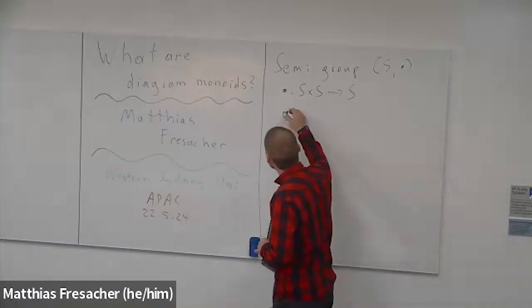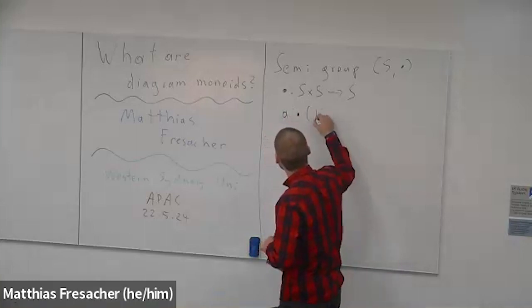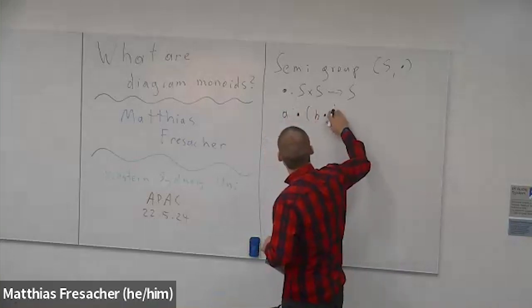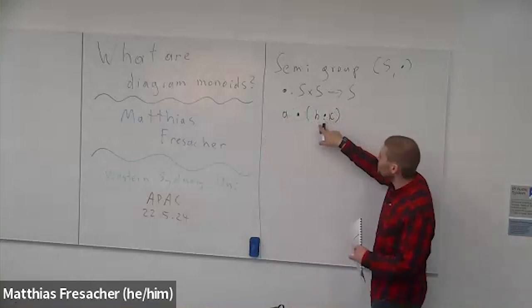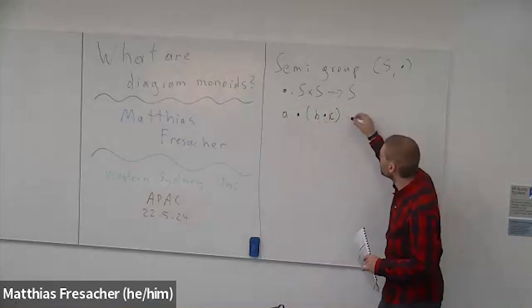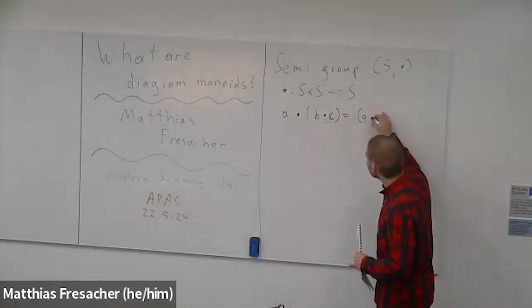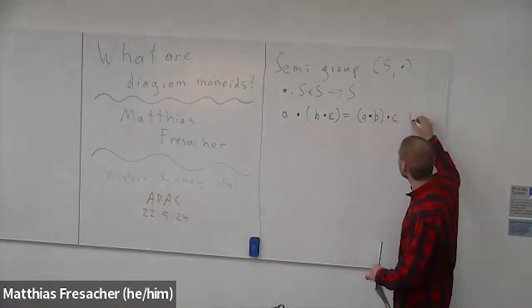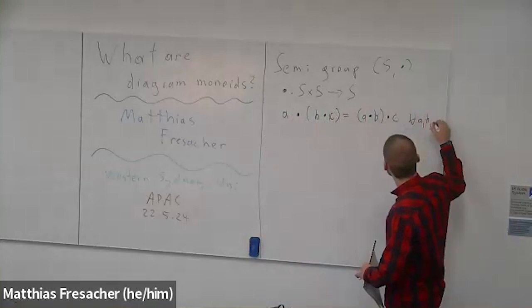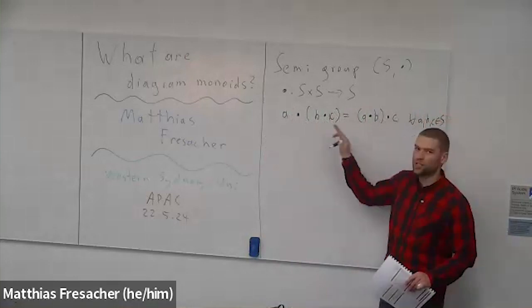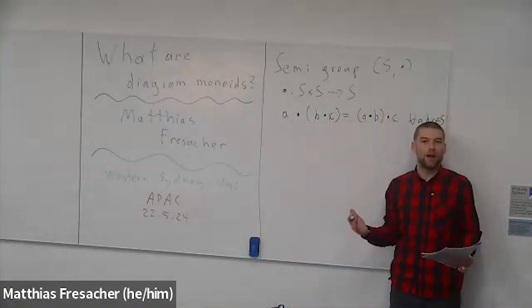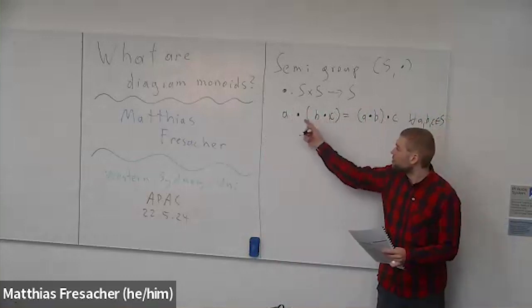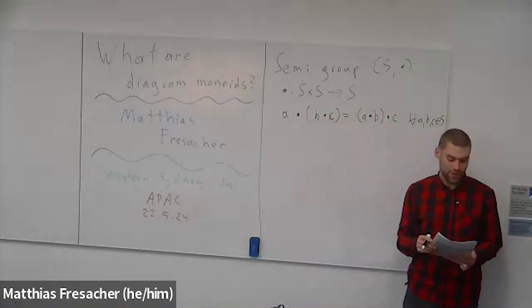So that means if I take an A, I'll multiply this by B, multiply BC, then multiply this by A. We want this to be the same as if I did A, B first, and then C, and this is for all A, B, C in S. So essentially we're saying brackets don't matter. We don't have to worry about the order that we do our operations in.